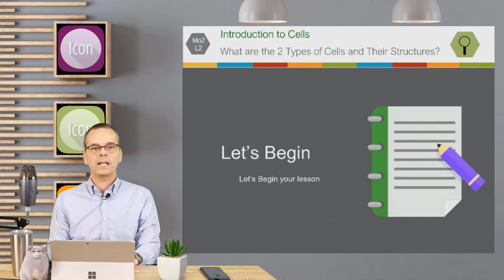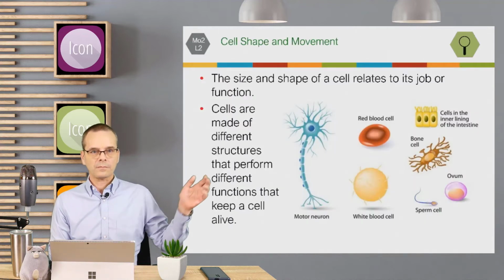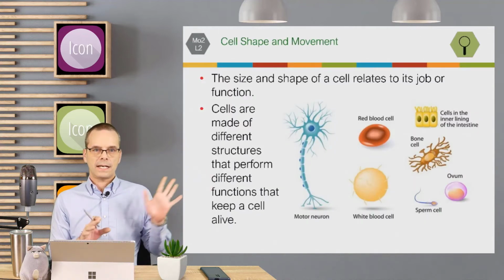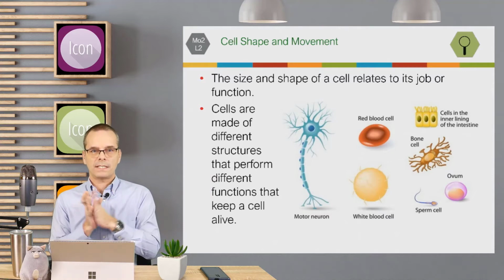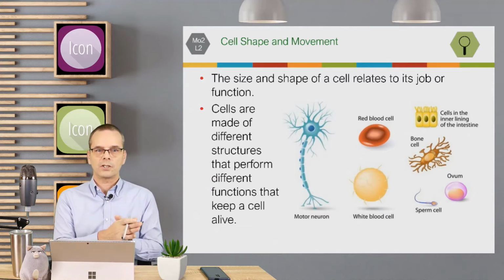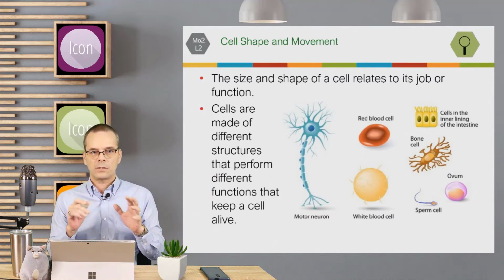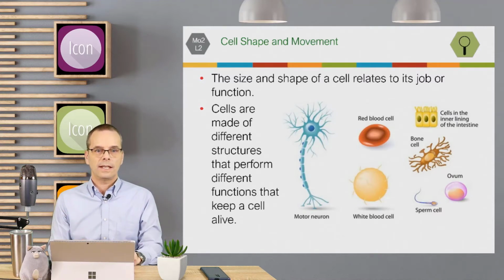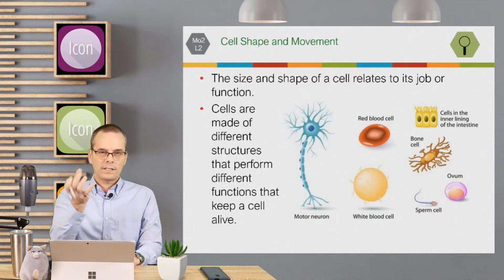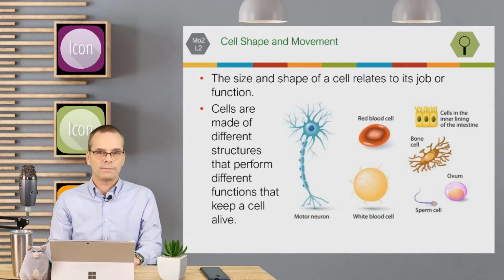So let's go ahead and begin our lesson. Understand that the size and the shape of a cell relates to its function. Cells are made of different structures that perform different functions that keep the cell alive. So again, the way a cell is shaped will define its job or its function.